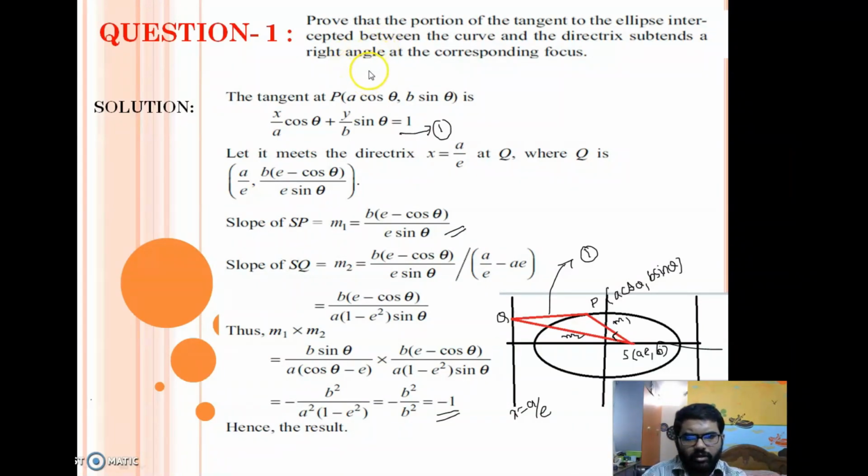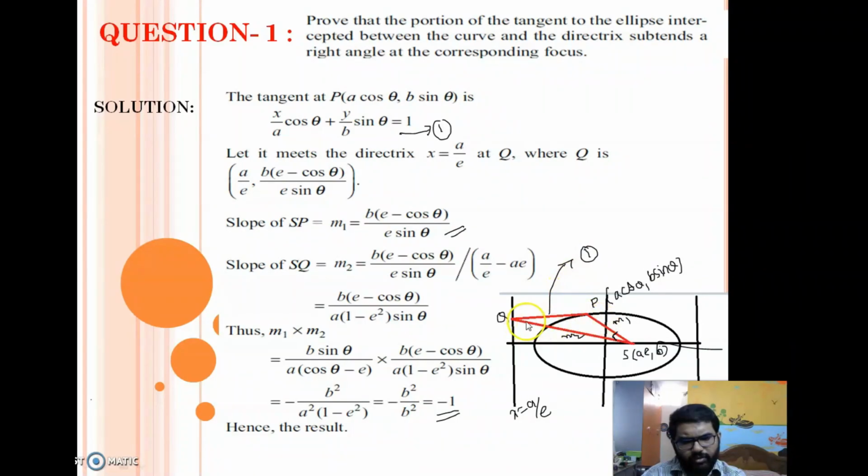Good morning to all. Today we are going to do the problems on the tangent and normal properties of an ellipse, chord of contact, and combined equation of pair of tangents. In that, the first question is: prove that the portion of the tangent to the ellipse intercepted between the curve and the directrix subtends a right angle at the corresponding focus.